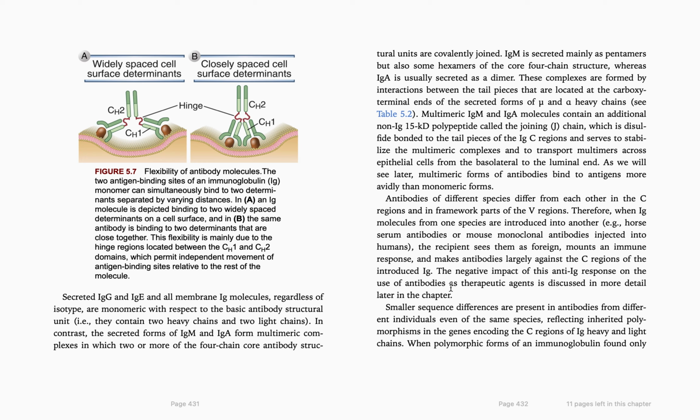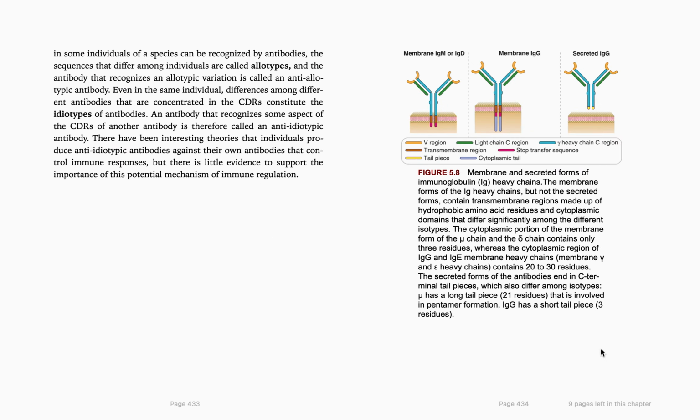Smaller sequence differences are present in antibodies from different individuals, even of the same species, reflecting inherited polymorphism in the genes encoding the C region of Ig heavy and light chains. Polymorphic forms of an immunoglobulin found only in some individuals of the species can be recognized by antibodies, and the sequences that differ among individuals are called allotypes. An antibody that recognizes an allotypic variation is called an anti-allotypic antibody.